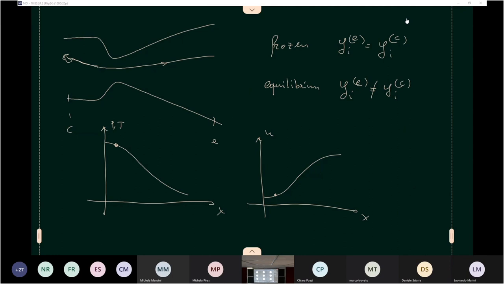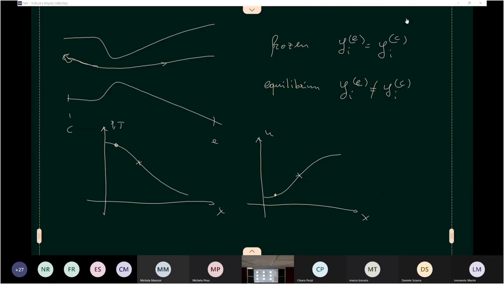But at this point, we have a given temperature and velocity, and at another point, for instance, we have lower temperature, higher velocities. In general, we have a given temperature and velocity at each point along our expansion. So we need enough time to reach the equilibrium.